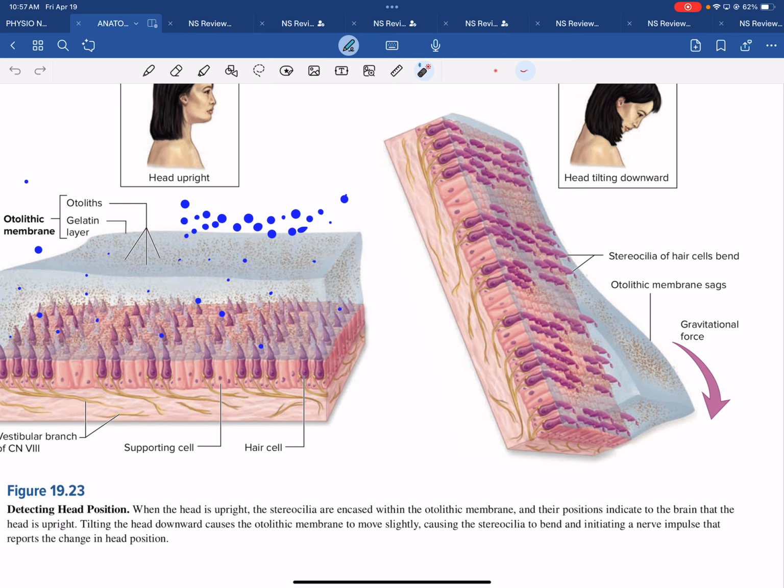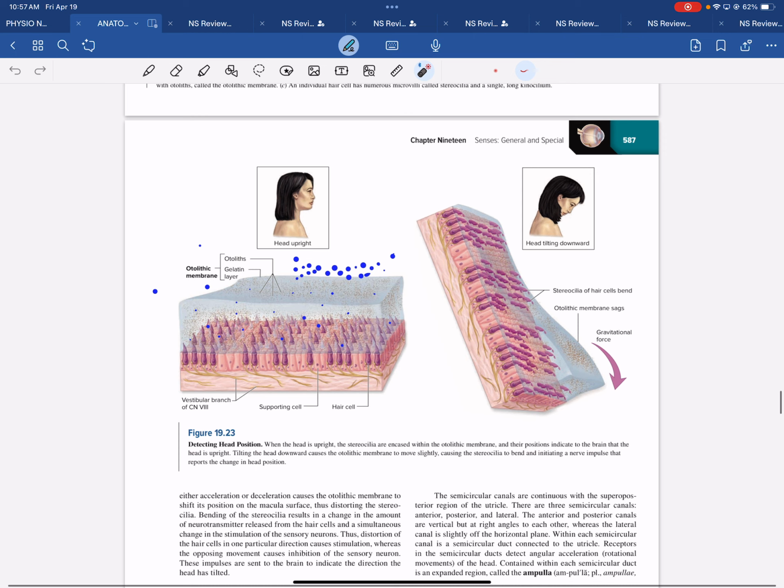And this also is happening for linear acceleration. Between the utricle and the saccule, which one detects horizontal linear acceleration? Utricle? Good. Which one detects vertical linear acceleration? The saccule. Good. Can you repeat that, the horizontal, which one? Yeah. So the function of the utricle is to detect horizontal linear acceleration, like moving forwards, backwards, side to side, and anything in between those two axes. It's detecting acceleration in those planes, right?